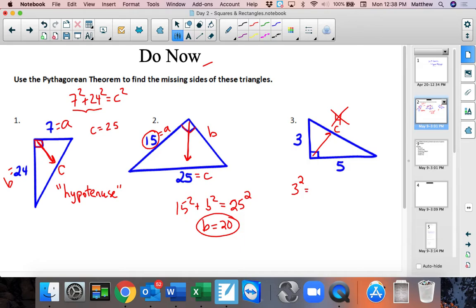Okay, this is a C, and then you set up the formula. I have both sides, so I have A and I have B. So 3 squared plus 5 squared equals C squared. It's like a tongue twister. 9 plus 25 equals C squared, and C is going to be root 34. If I add those two here, 9 plus 25 is 34, and then square root both sides to get this. And that's exact, and you can leave it like that.